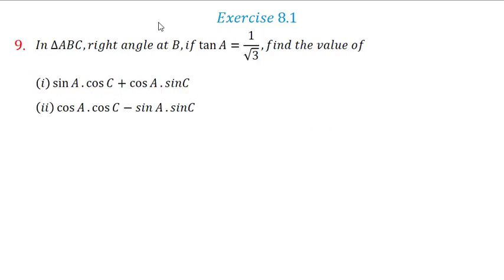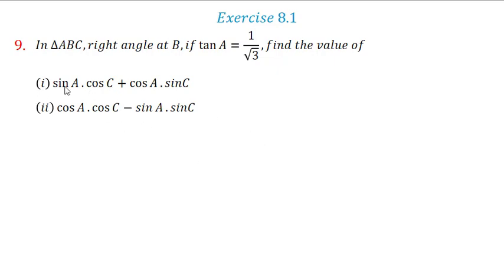Ninth question: in right angle triangle ABC, if tan A is equal to 1 upon root 3, we have to find sin A into cos C plus cos A into sin C, and cos A into cos C minus sin A into sin C. So again tan A is 1 upon root 3. Tan A is opposite upon adjacent, so the opposite side we will consider x, and the adjacent side will become root 3 x. Then using Pythagoras theorem we will first find the hypotenuse, and then we will find all these ratios, which are sin A, cos C, cos A, sin C, cos A, cos C, sin A, sin C. We will put the values and find the answers.